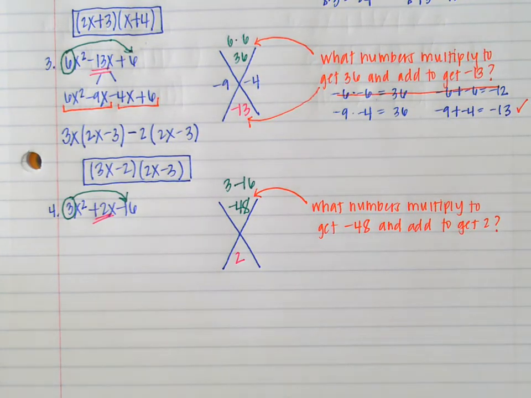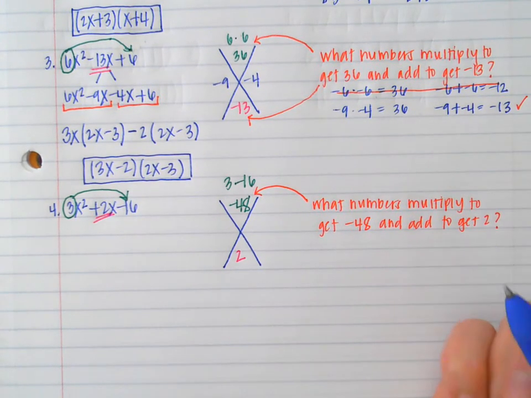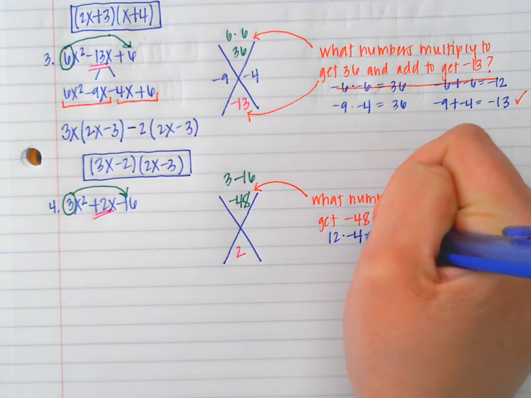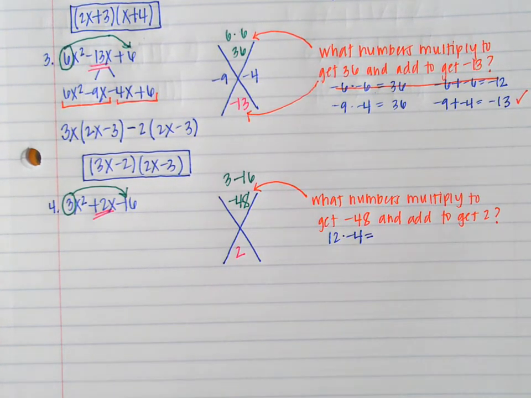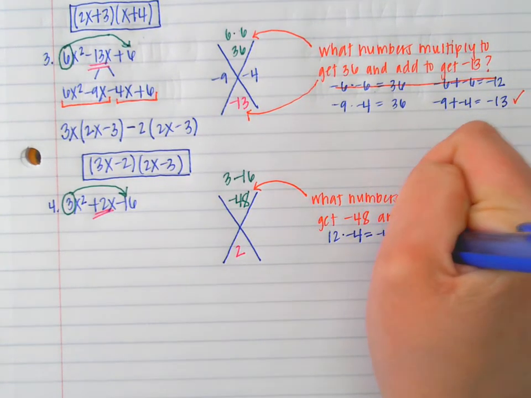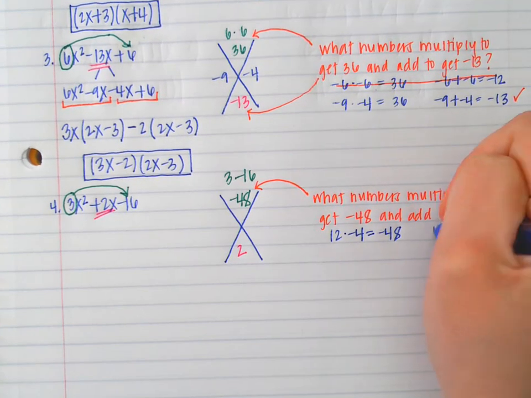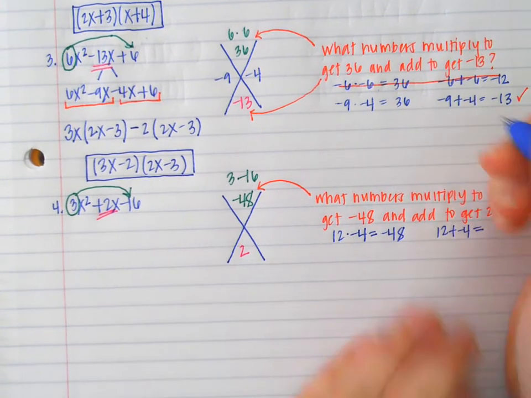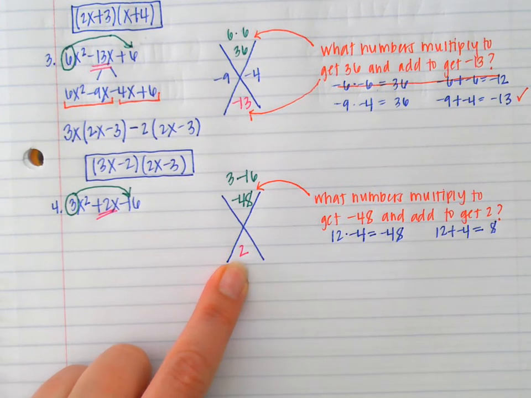So we're trying to think what two numbers are going to multiply together to get me negative 48 and add to get me 2. Let's start with thinking, what numbers do we know? Well, the first ones that come to my mind are 12 and 4. So we know that the positive number is going to be the bigger one. So I'm going to do 12 times negative 4. So 12 times negative 4 is negative 48. But what is 12 plus negative 4? Well, 12 plus negative 4 is positive 8. So that one doesn't work out.